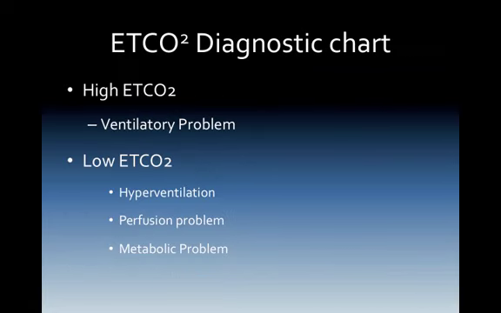End-tidal CO2 diagnostic chart. High end-tidal CO2s simply refer to ventilatory problems. And low end-tidal CO2s, we can have hyperventilation because I've blown off too much CO2, a perfusion problem, or a metabolic problem.